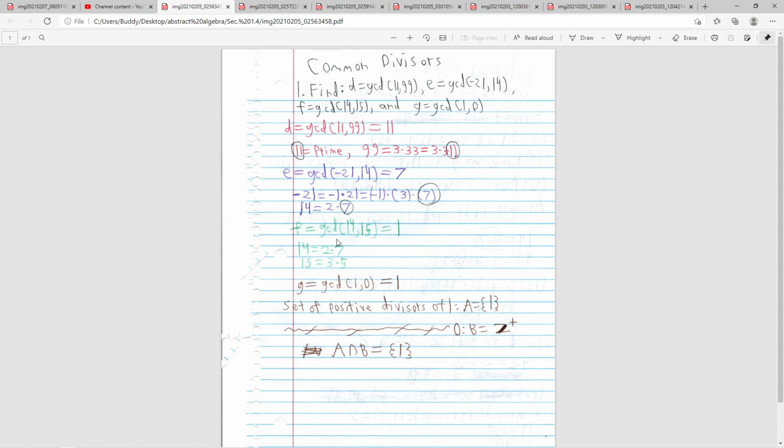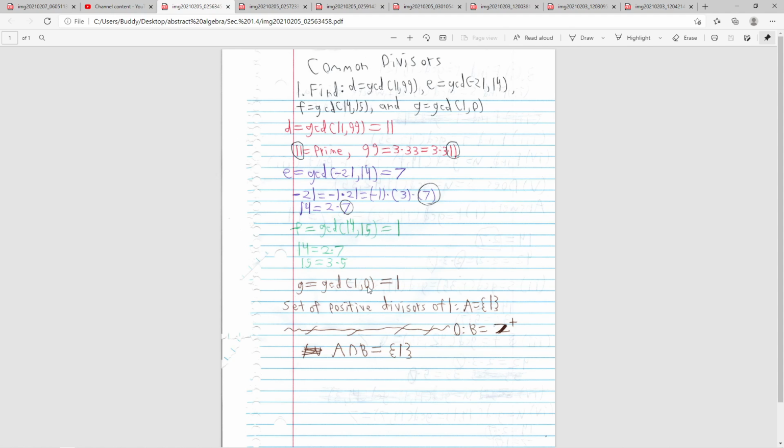F equals GCD of 14 and 15. I think you can tell there isn't going to be a common factor, and there isn't. 2 times 7 is the factorization of 14 into primes, and 3 times 5 is the product of primes for 15. There's nothing in common, so the GCD is 1. Good, and you can call this relatively prime. That's what 14 and 15 are.